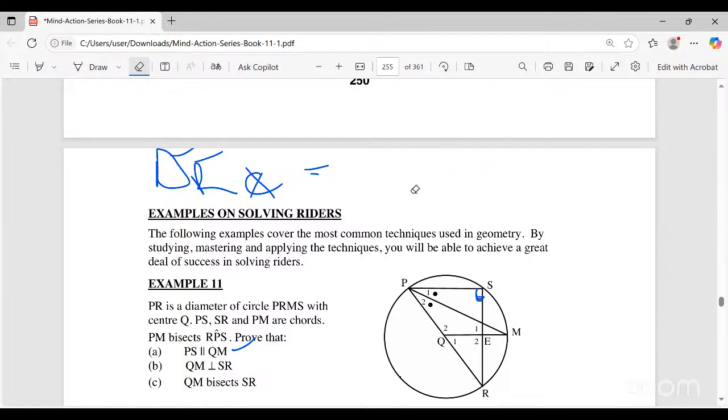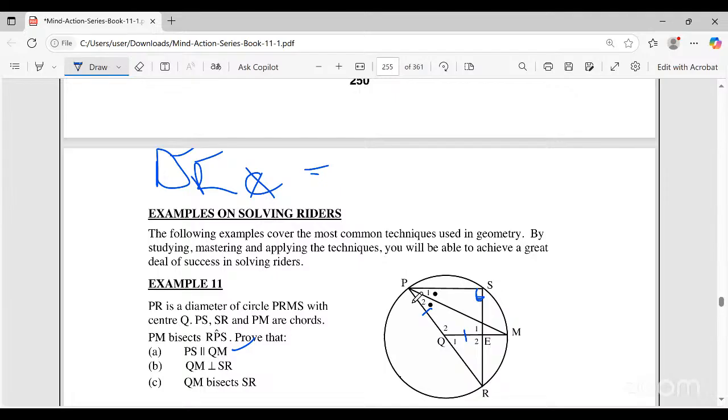So, Naledi, the question is requiring us to prove that PS is parallel. We are required to prove that line PS is parallel to line QM, right? So now what we are going to do, we note that QP is equal to QM. Do you agree to that? Yes, sir. Why? Yeah, opposite equal side.